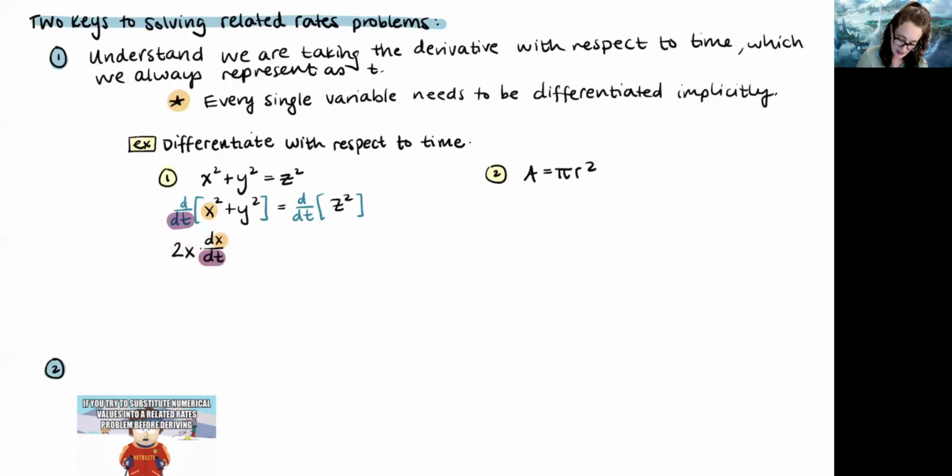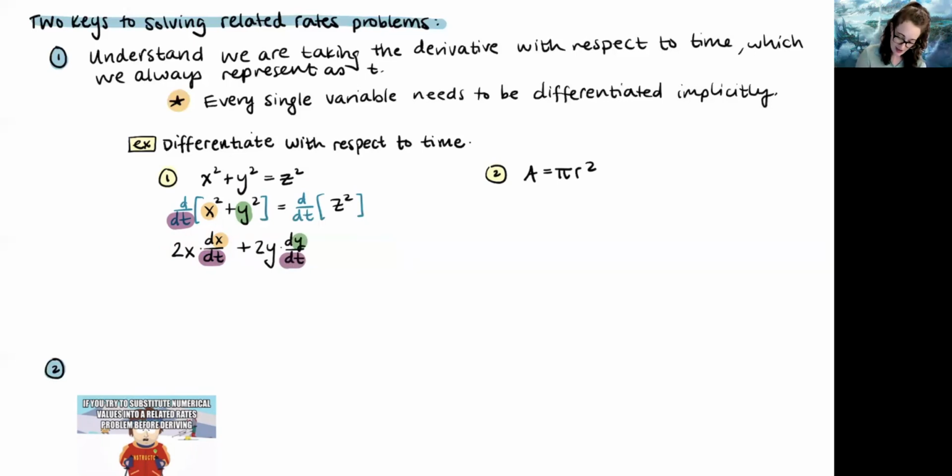Okay, then we'll add the derivative of y squared. So that will be 2y. But then we've got to multiply this by dy/dt, the rate of change of y over time. We've got y here, so we need dy/dt multiplied by the derivative of y squared.